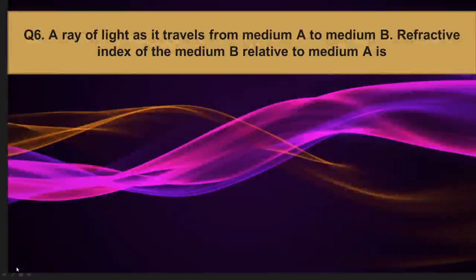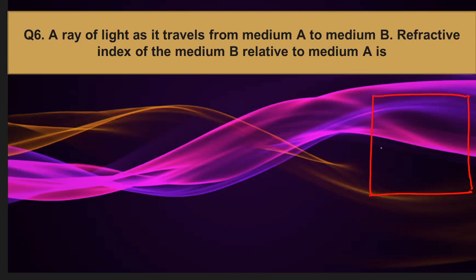Now let us discuss question number 6. According to the question, light travels from... some diagram is there, I missed it. So first let's draw the diagram. Suppose this is medium A and that is medium B. This is the normal. Light is coming from medium A to medium B, making an angle of 60 degree, and whenever it is going, the angle is given as 45 degree. So this is the diagram.